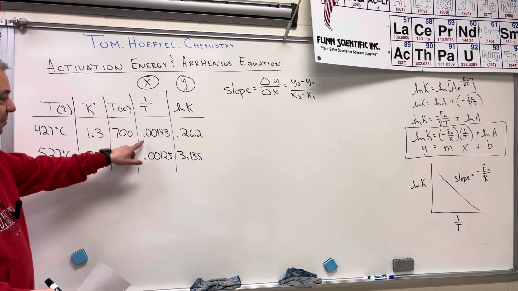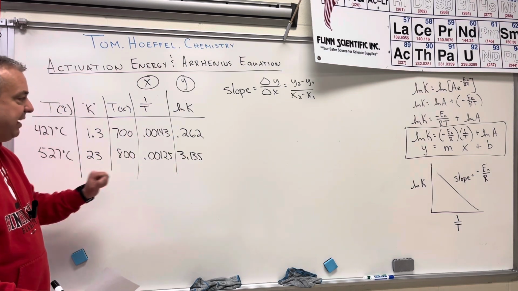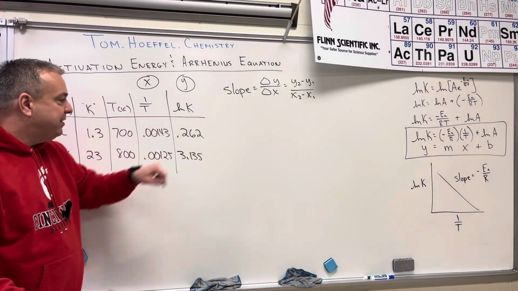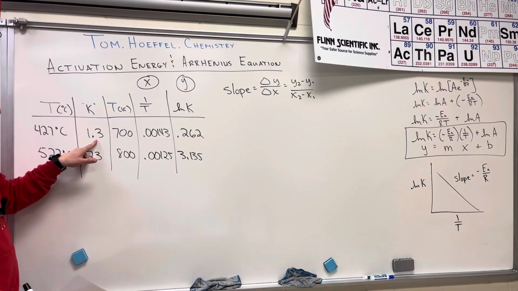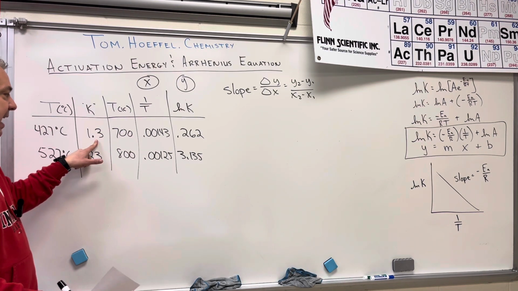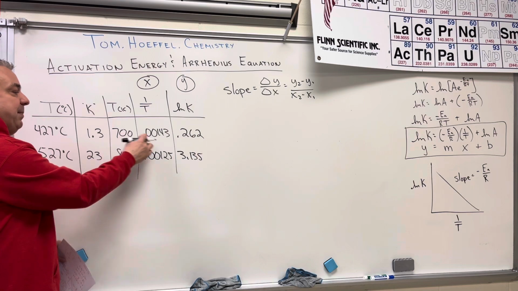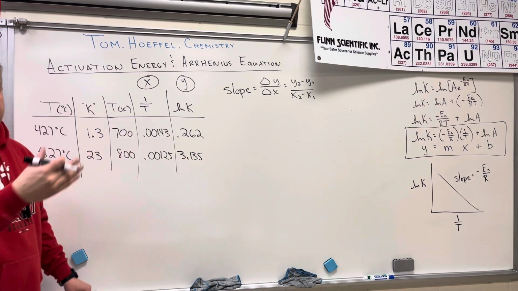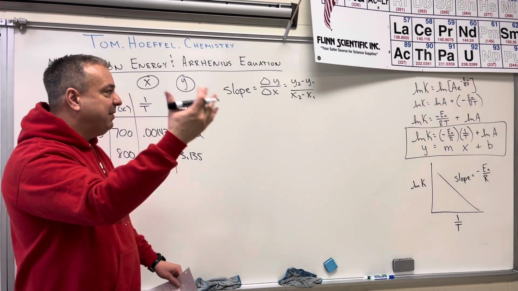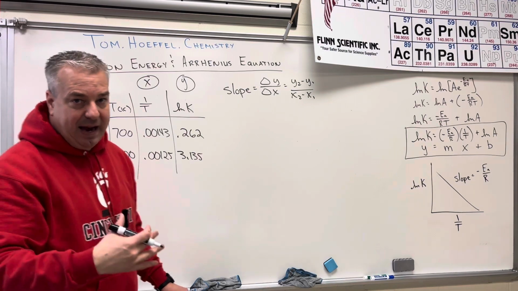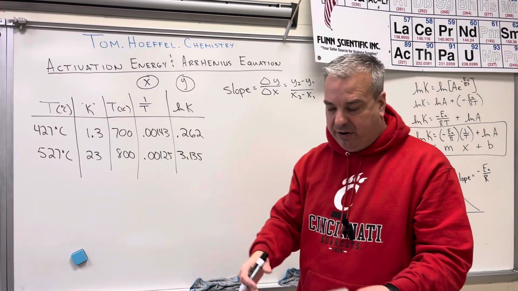Now, technically, I'm going to try to use all the digits left in my calculator. So there were more than just 0.262 when I took the natural log of 1.3, okay? And same thing when I do inverse temperature. There were other numbers other than 0.00143. So I'm going to leave all of these numbers in my calculator so I can get the most accurate answer.